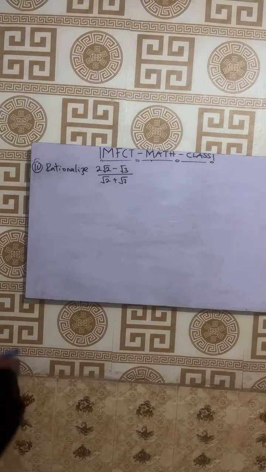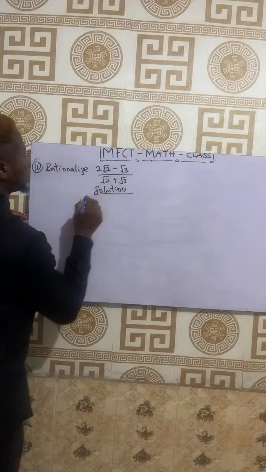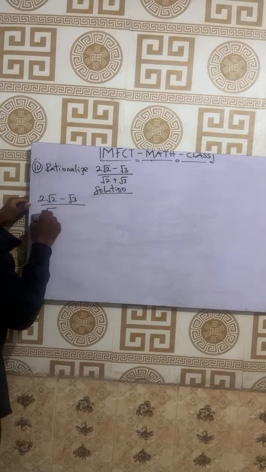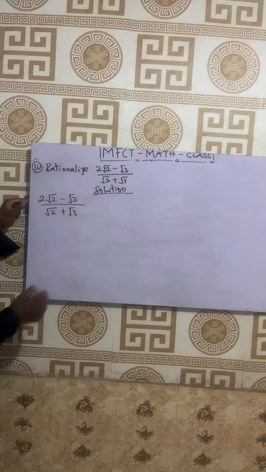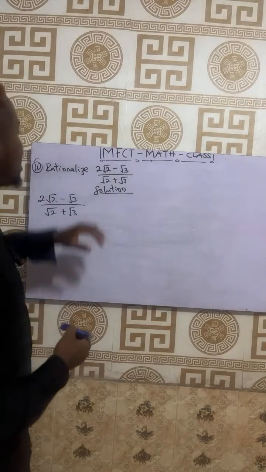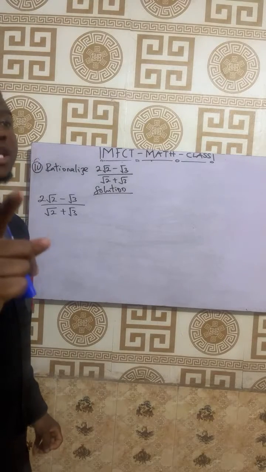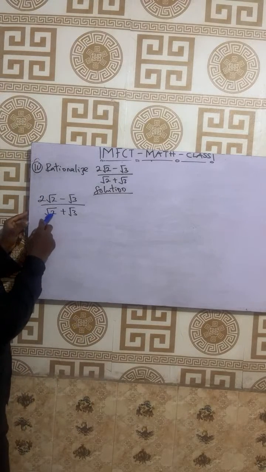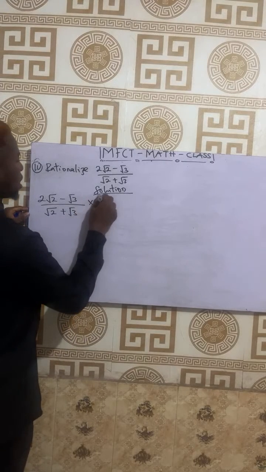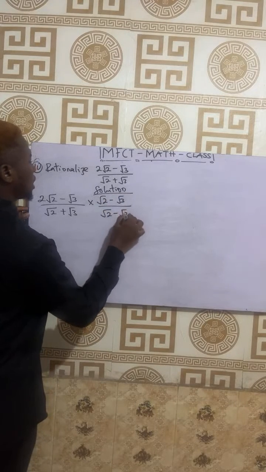Now, we will just write the solution. This is 2 root 2 minus root 3 over root 2 plus root 3. Whenever we are rationalizing this type of question, you will just multiply the numerator and the denominator by the conjugate of the denominator. So, guys, what is the conjugate of root 2 plus root 3? That is root 2 minus root 3. That will just be multiplied by root 2 minus root 3 over root 2 minus root 3.